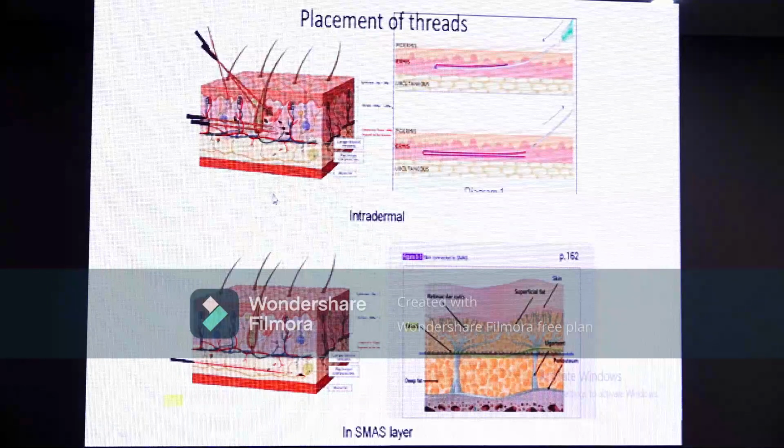Now, it is important to understand the concept of placement of thread. In this figure, the threads are placed in the dermis, and in the second figure, the cog threads are placed in the SMAS. Similarly, we can appreciate in this left side figure that these threads are placed in the dermis and this thread is placed in the SMAS layer.